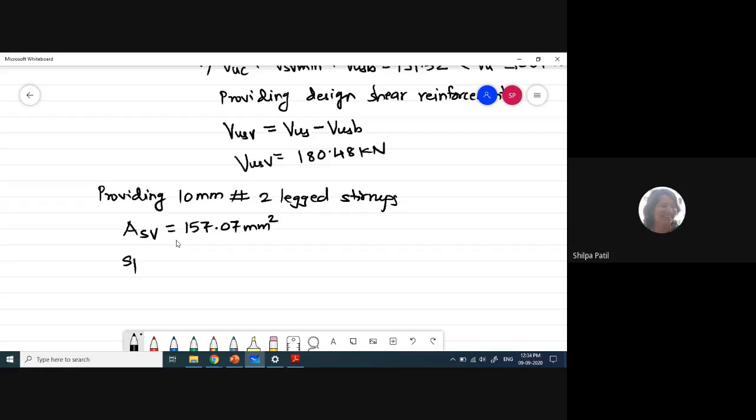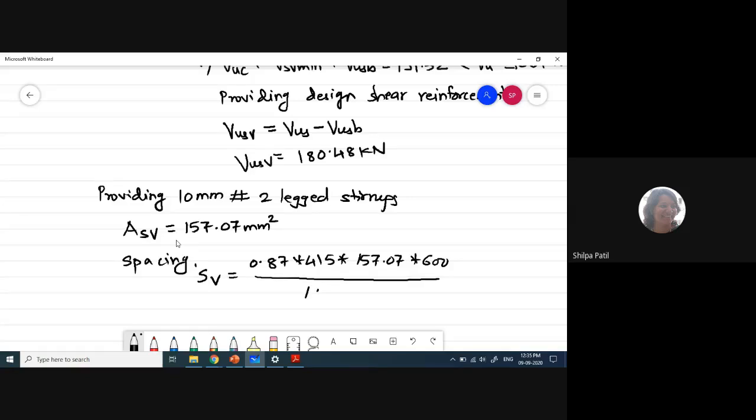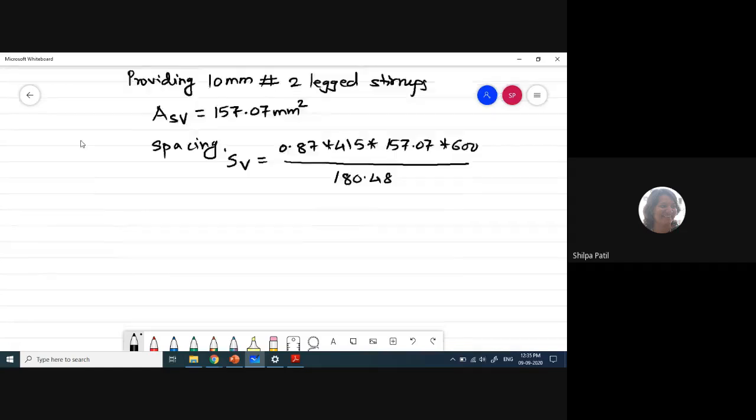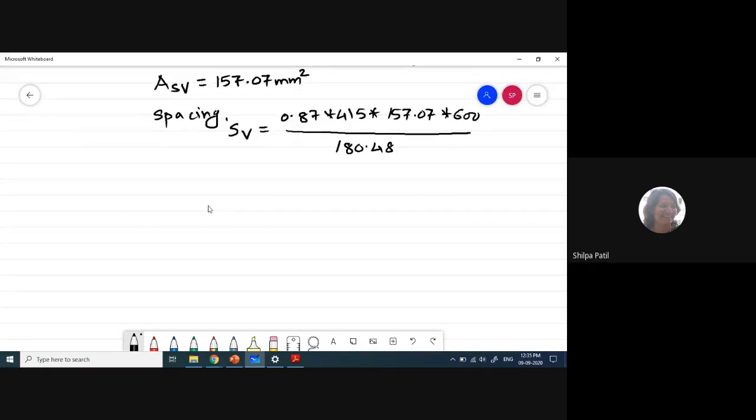Now let us calculate the spacing. SV is equal to 0.87 FY. I am directly putting the values: ASV is 157.07, into depth 600, divided by VUSV, which is 180.48. So tell me the SV value. 188.53.